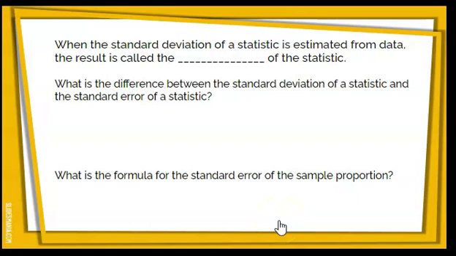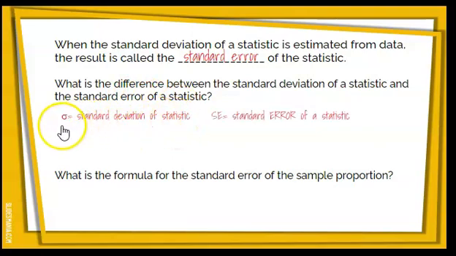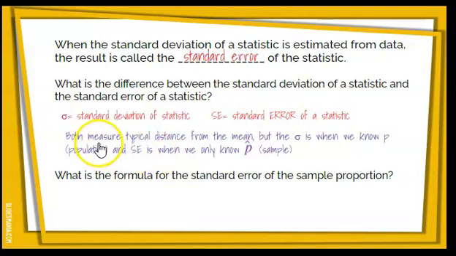So when the standard deviation of a statistic is estimated from the data, the result is called the standard error of the statistic. What's the difference then between the standard deviation of the statistic and the standard error? Well, the standard deviation of the statistic is sigma. The standard error is SE. Now, what does that look like? Well, both of them measure the typical distance from the mean, but the sigma is when you know the parameter p from the population. And the standard error is when all you know is the p hat value.